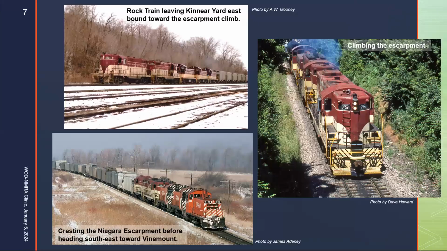These are some shots of the train. Upper left, the unit train called the Rock Train exiting Kinnear, heading toward the escarpment, the cut up to the top. Right-hand photograph is a photo taken of a particular train going up that cut. And then the bottom left-hand corner is another train having crested the top of the escarpment above Hamilton, now on essentially a straight diagonal shot through Vinemount, excuse me, through Smithville and on down to Welland and onward to Fort Erie and into the United States.